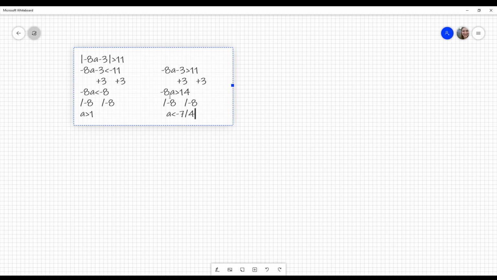So okay, since it's greater than, it's going to be those two things. So it's either a is greater than 1. Well, you usually do them least to greatest. So a is less than negative 7 over 4, or a is greater than 1. And that is my solution.